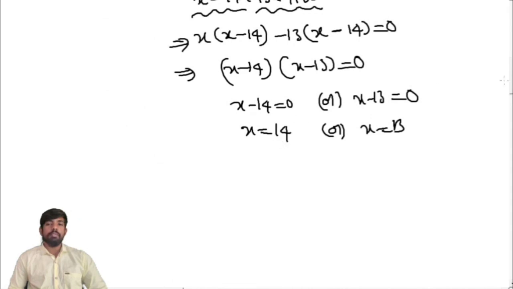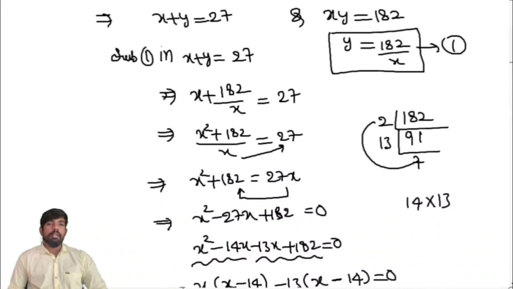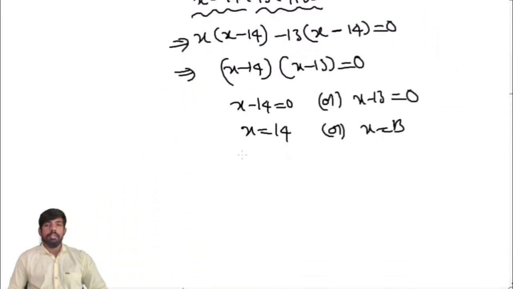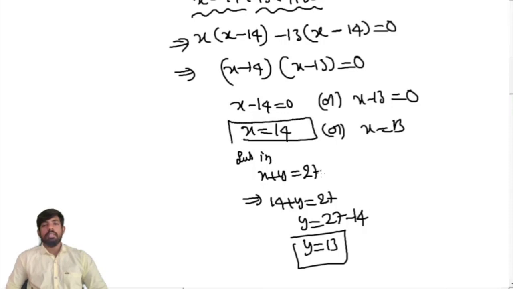Consider x is equal to 14 first. Then we have x plus y is equal to 27, the given equation. Sum is equal to 27. Substitute 14 here, what is the y value? If I bring this 14 to the right hand side, minus 14 will become. Y is equal to 13. Therefore, 14 and 13 are the two consecutive numbers, or else 13 and 14.